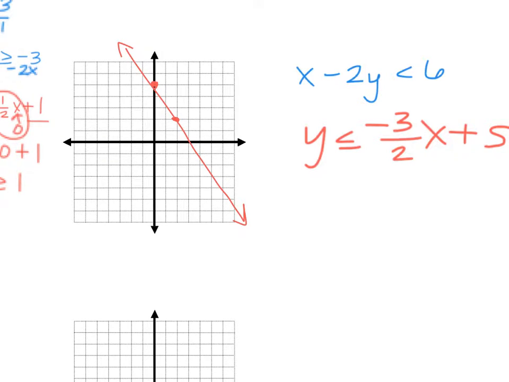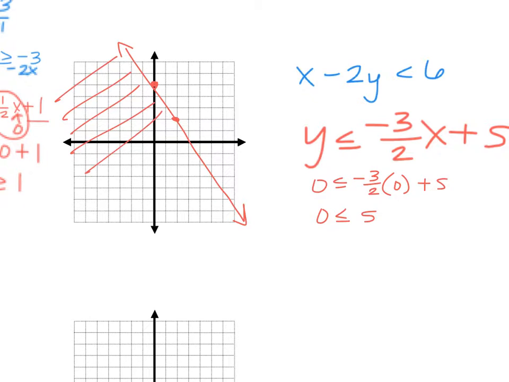Really need to find where that ruler went. Okay, so if you plug in 0, 0, 0 is less than or equal to negative 3 halves times 0 plus 5. So 0 is less than or equal to 5. Is that true? Yes. So where are we shading? Down. Toward the 0, 0, right? So just do perpendiculars there, just lines, don't scribble it in. Okay, that's one of your lines.